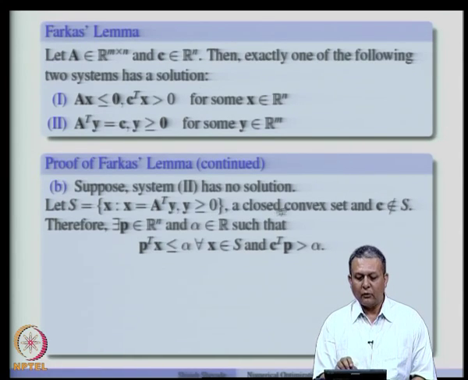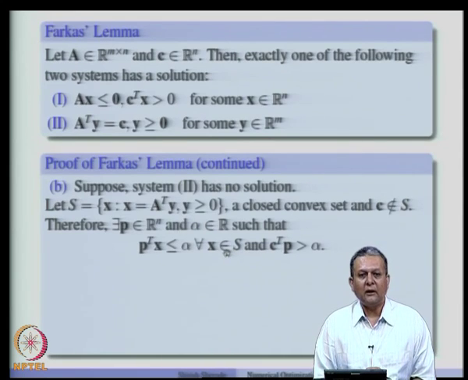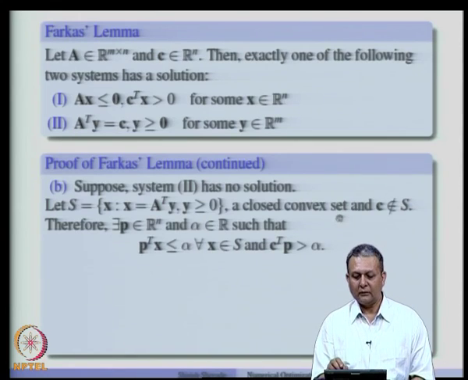Now we have a closed convex set S and a point C which is not in the set S. So, we can use the previously studied theorem to show that there exists some vector P in R^n and alpha in R such that P transpose x is less than or equal to alpha for all x belonging to S, and C transpose P is greater than alpha. That means that there exists a hyperplane, the set of all x such that P transpose x equals alpha, which separates the convex set and the point C which is not in that closed convex set.